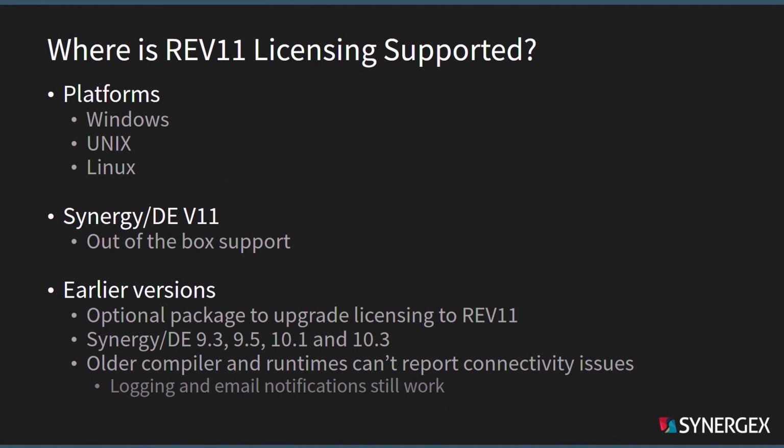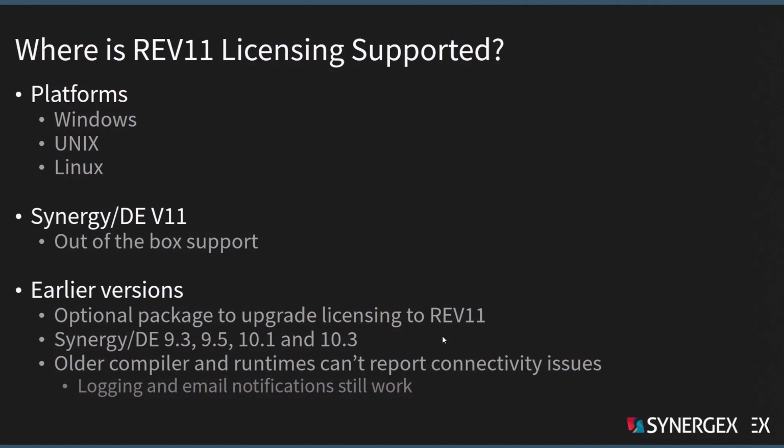The only difference is that the older Synergy runtimes cannot report connectivity issues to you, because they don't have the code built in to do that. So you still get logging, you still get email notifications, but if you get within that 14-day forced expiration, you're not going to see the messages on the screen like you do when you put a new system there, because the runtime doesn't have that capability. But other than that, the email notifications and the logging still work.